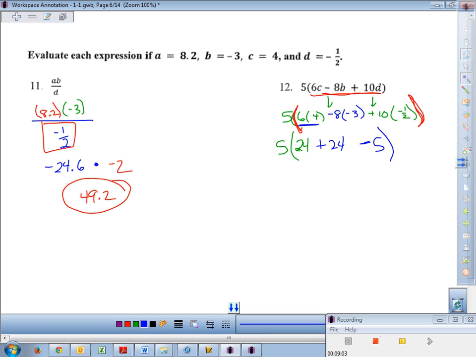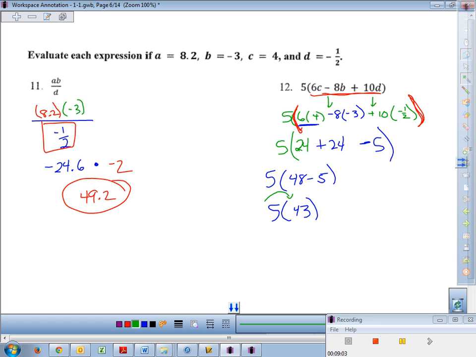Cool? Still got to do what's in the parentheses, though, because it's still a group. So 24 plus 24 is 48 minus 5. And 5 times 43. We can do that again, probably without a calculator. You know what 5 times 40 is? You know what 5 times 4 is?